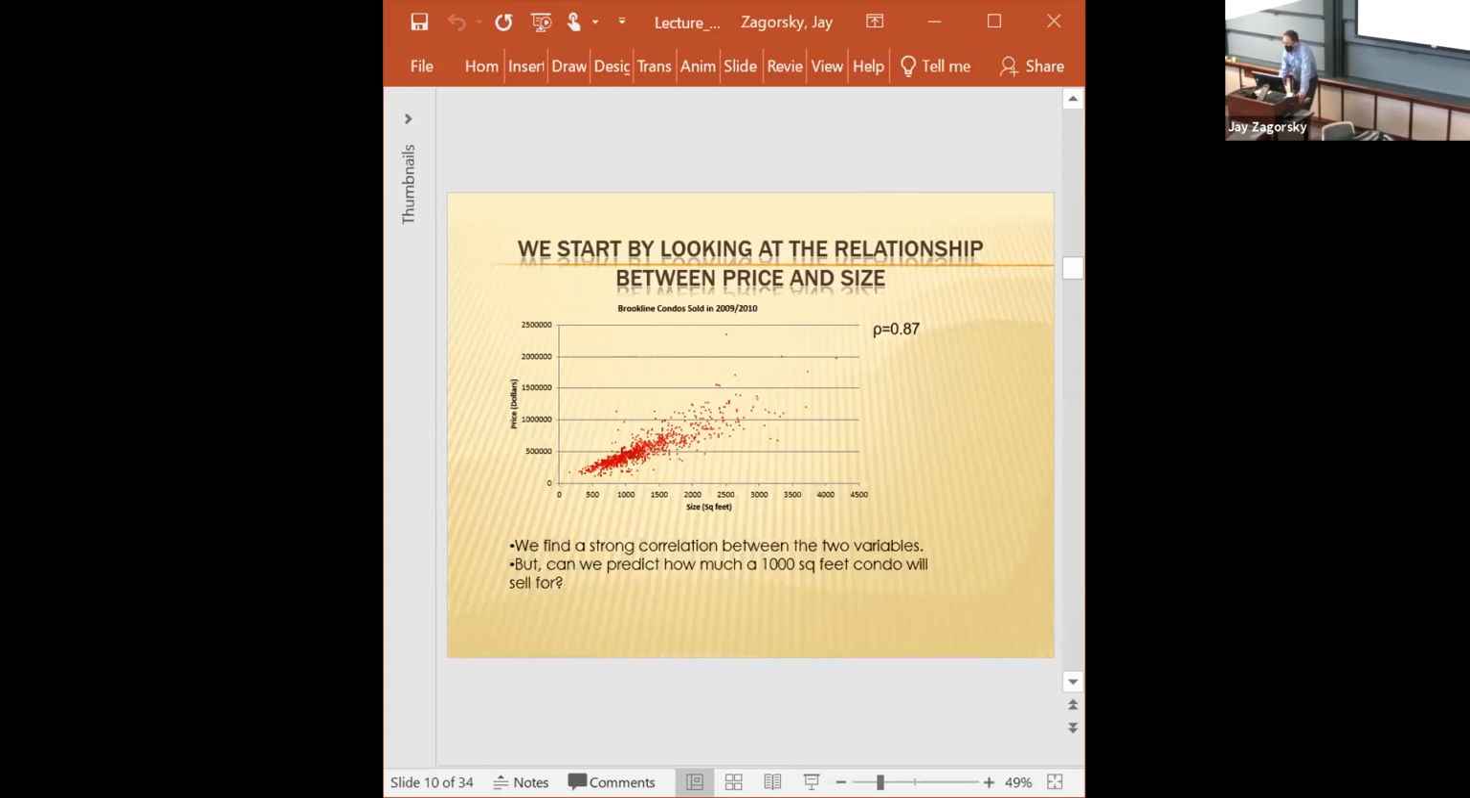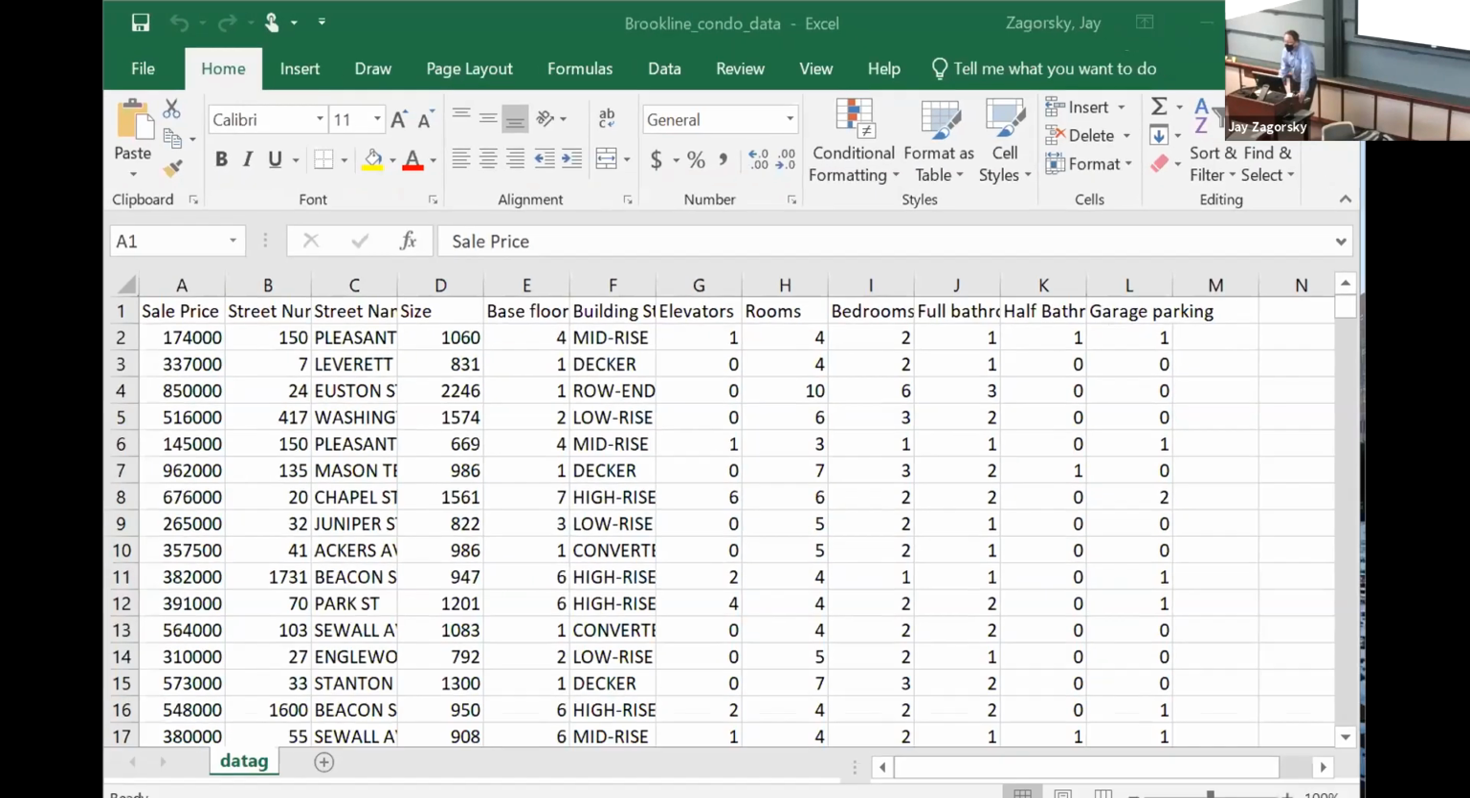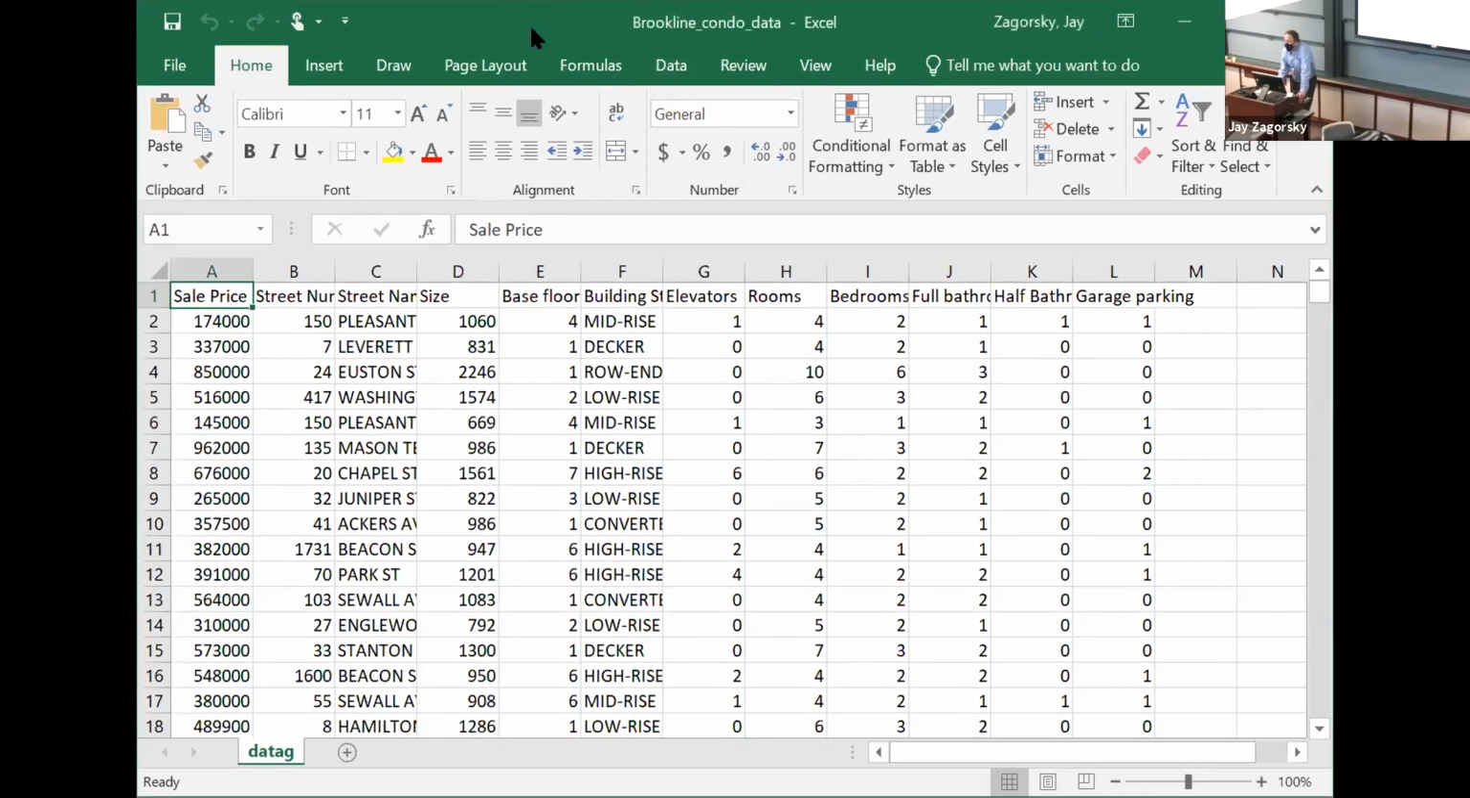Okay, so let me stop sharing and open up the Excel file. And now that I've opened up the Excel file, let me share the screen. This is under Resources, Data File. This is called Brookline Condo Data. And the very first thing we need to do when we open up any Excel file is to explain what all the things are in simple words.